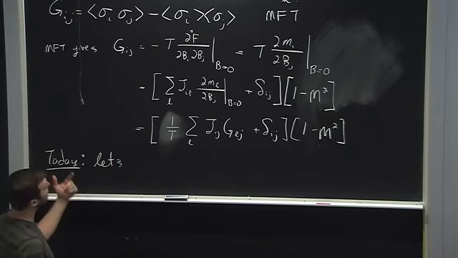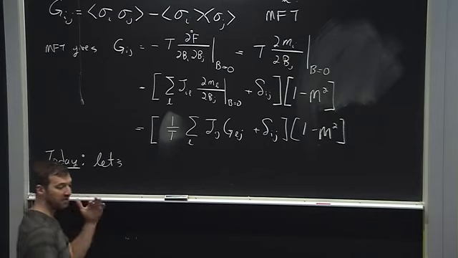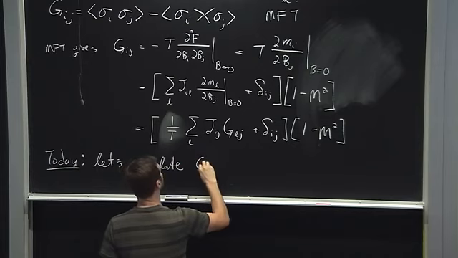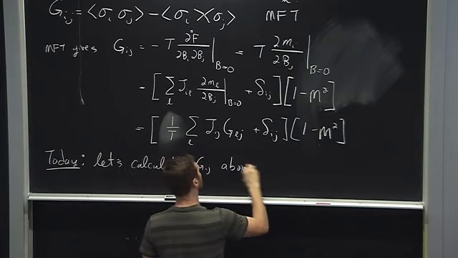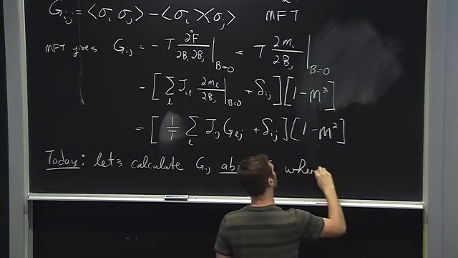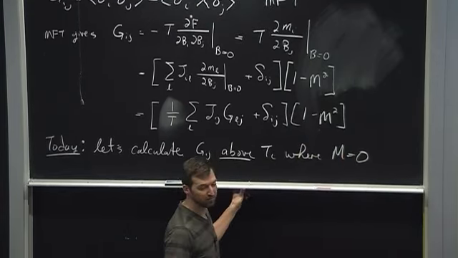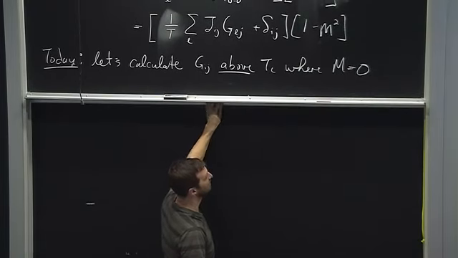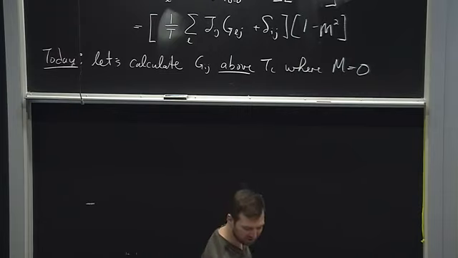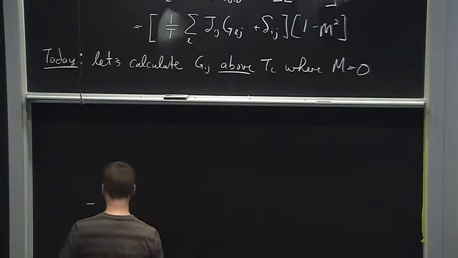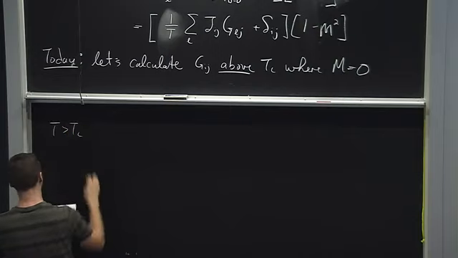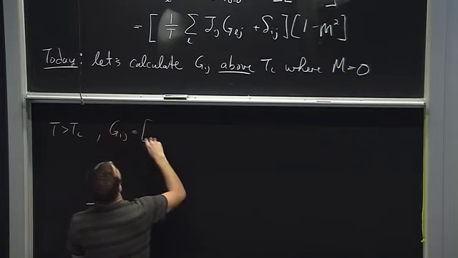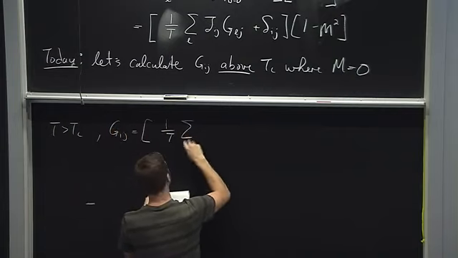So today, let's calculate the mean field two-point correlation function above T_C. Okay, so that simplifies that expression. So I do the easy things in class. You get to do the hard things on your assignment. Okay, so let's start. T greater than T_C. The mean field two-point correlation function. So that's the thing I wrote up there.